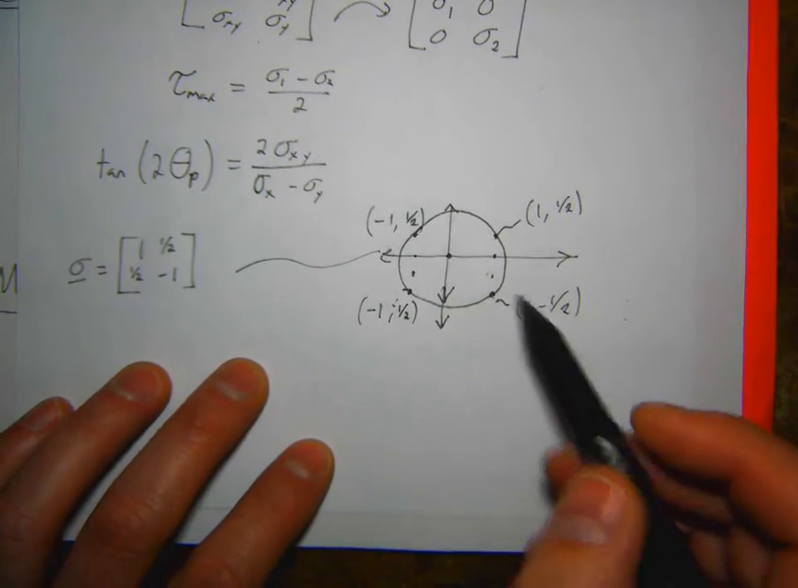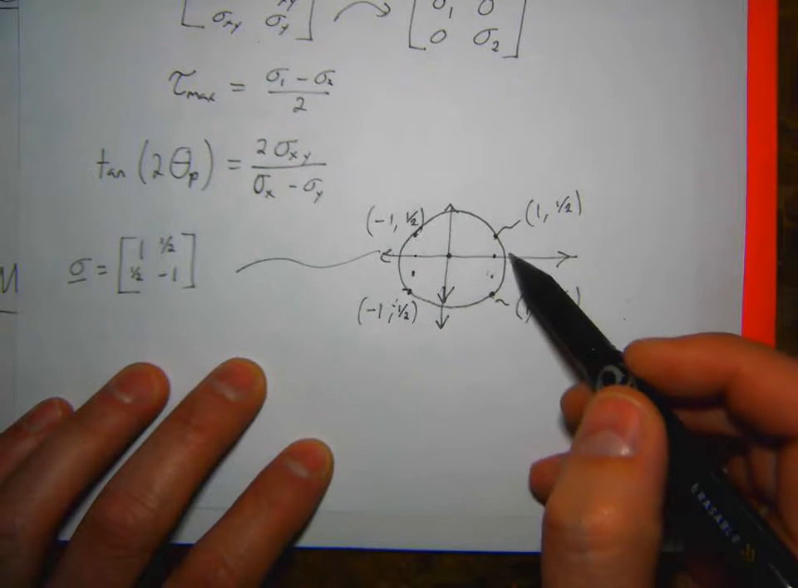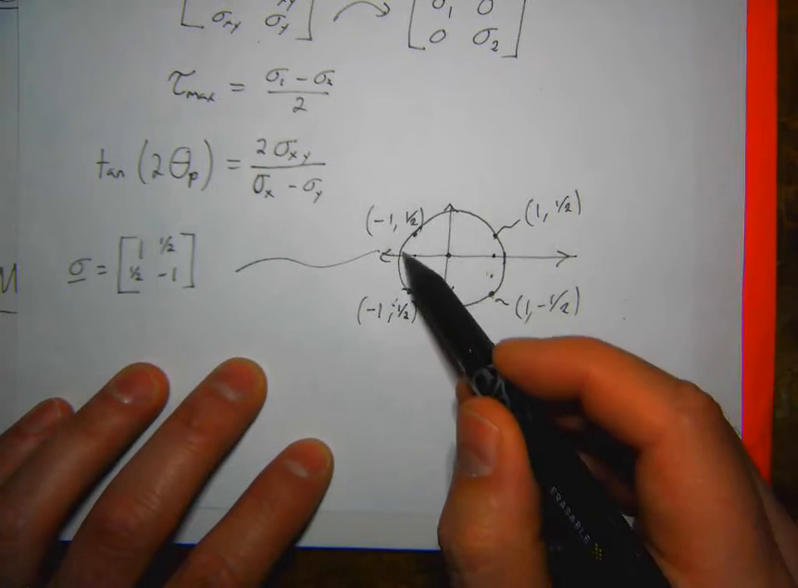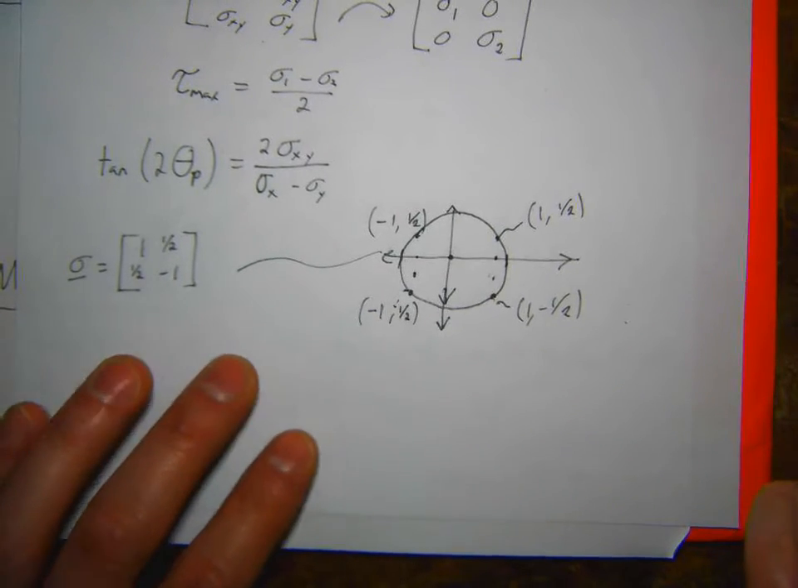So yes, positive tension here, because we're calling tension our positive stress, would be on this side. Compression would be on the other side of our axis.